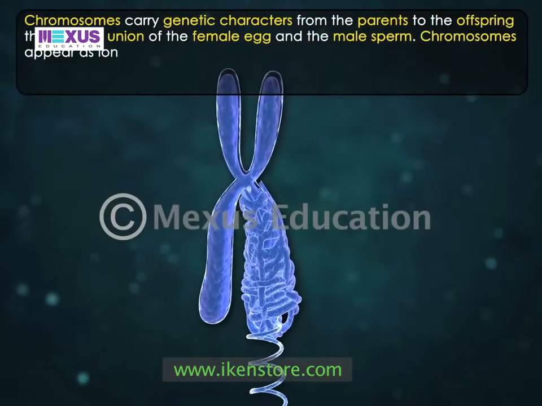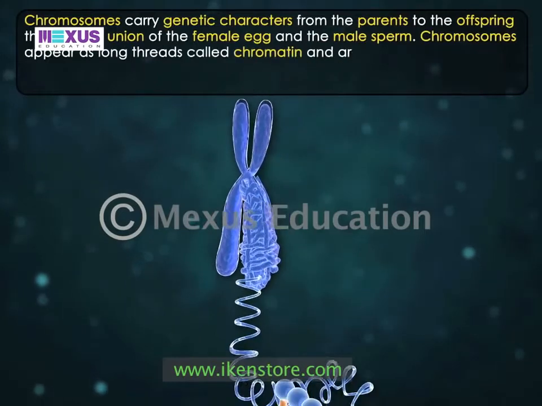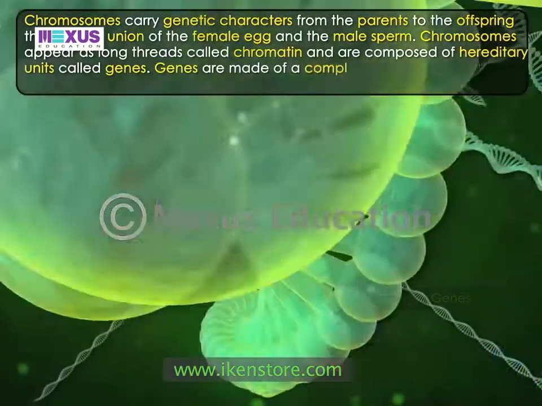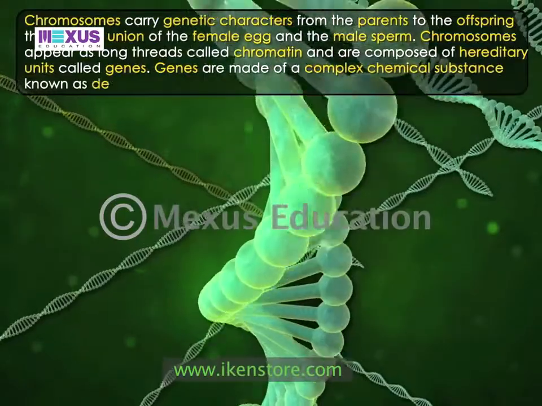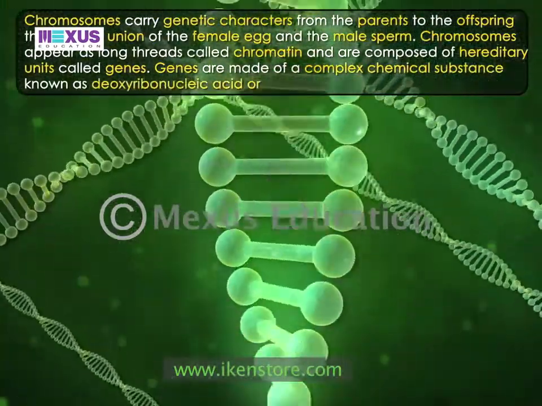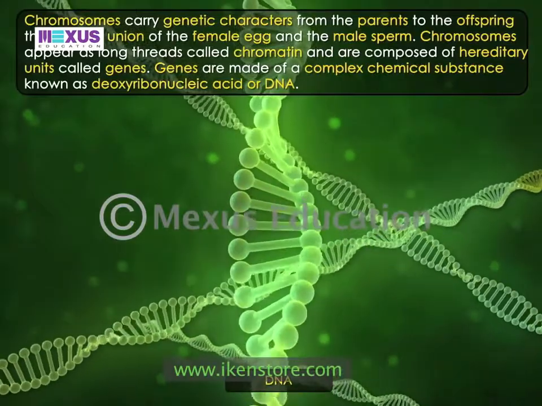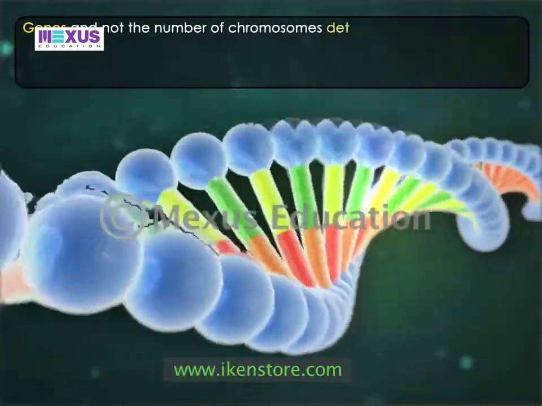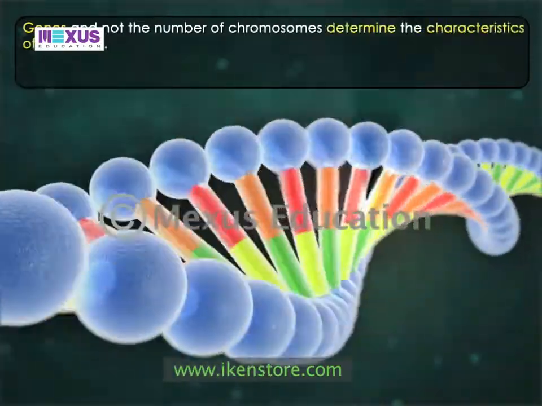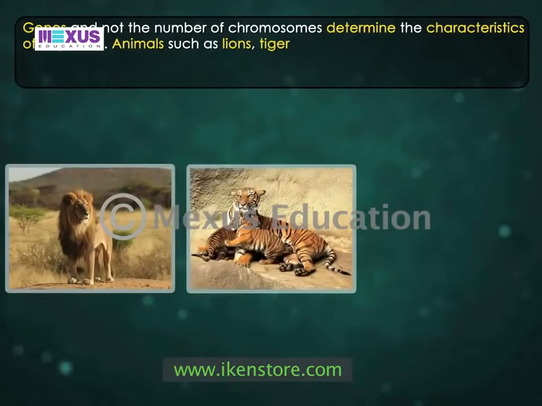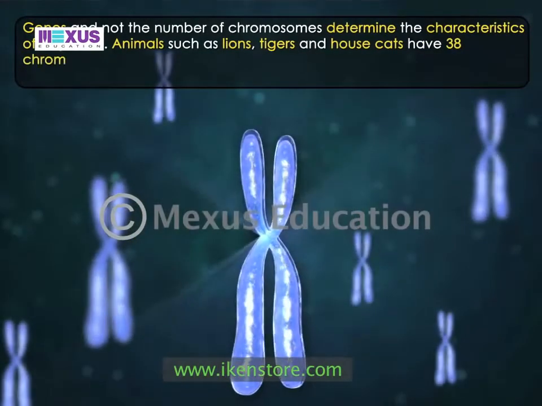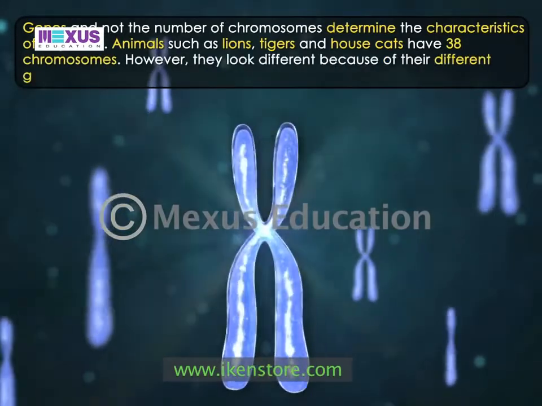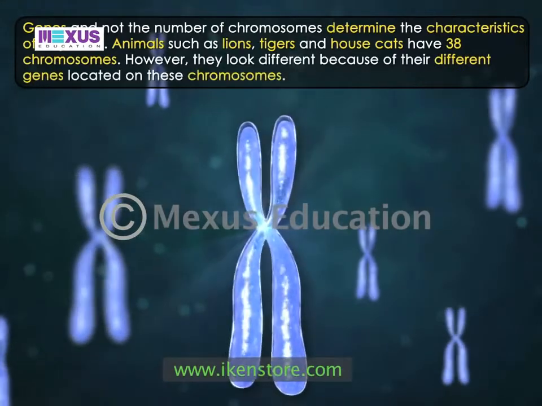Chromosomes appear as long threads called chromatin and are composed of hereditary units called genes. Genes are made up of a complex chemical substance known as deoxyribonucleic acid or DNA. Genes, and not the number of chromosomes, determine the characteristics of a species. Animals such as lions, tigers and house cats have 38 chromosomes. However, they look different because of their different genes located on these chromosomes.